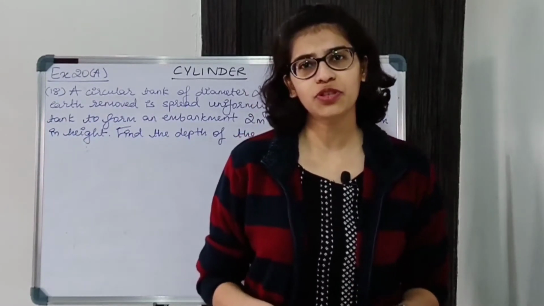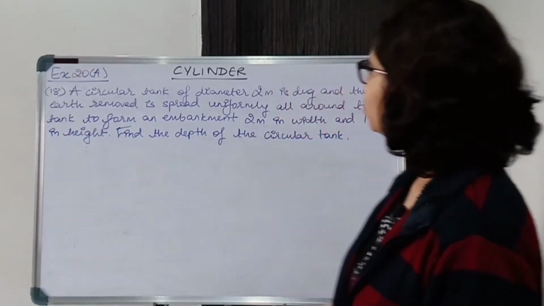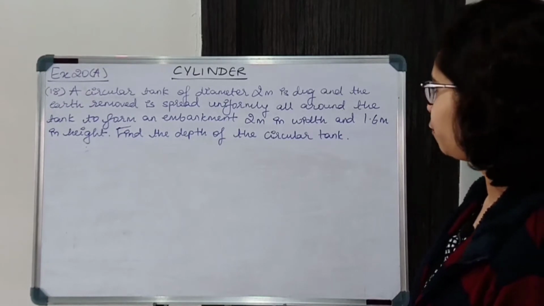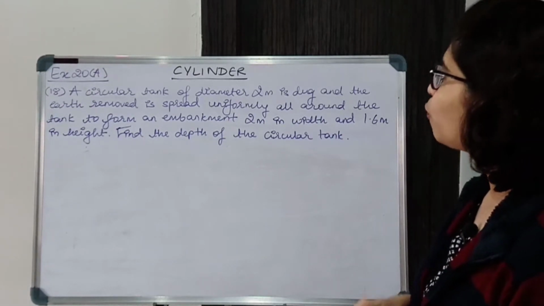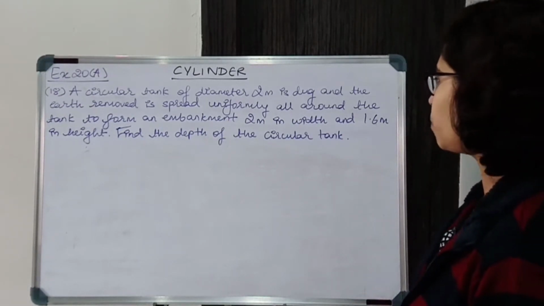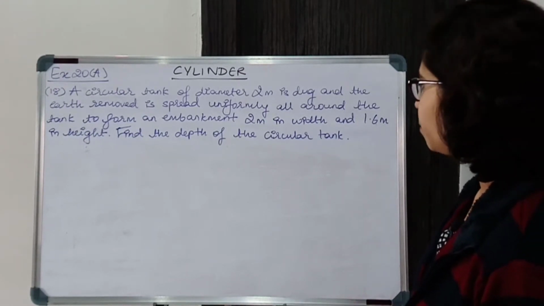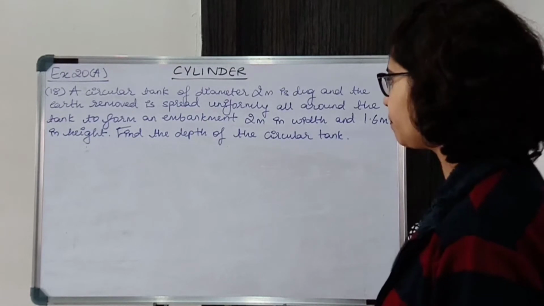So starting with question number 18: a circular tank of diameter 2 meters is dug and the earth removed is spread uniformly all around the tank to form an embankment 2 meters in width and 1.6 meters in height. Find the depth of the circular tank.